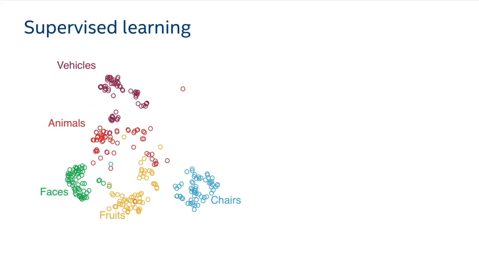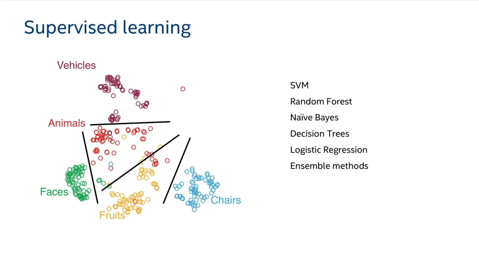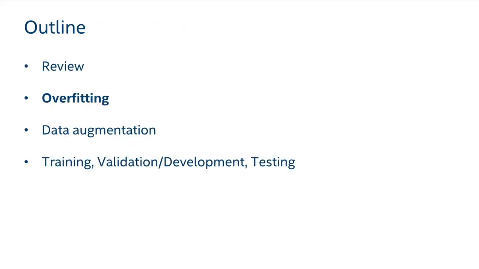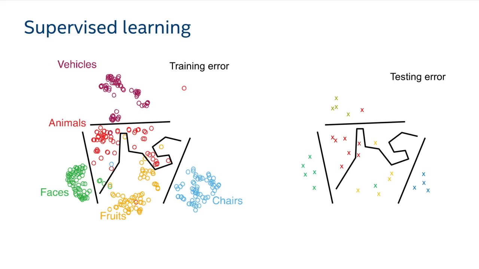Here, imagine that you're trying to classify an image into 5 categories: vehicles, animals, faces, fruits, and chairs, using 2 features, the 2 axes here. Supervised learning, using the machine learning algorithms listed here, allows for the determination of decision boundaries, shown here, using pre-labeled data. Here we can see that while the decision boundaries are not perfect, they do a reasonably good job classifying the data. We'll now talk about overfitting, a common problem in machine learning.